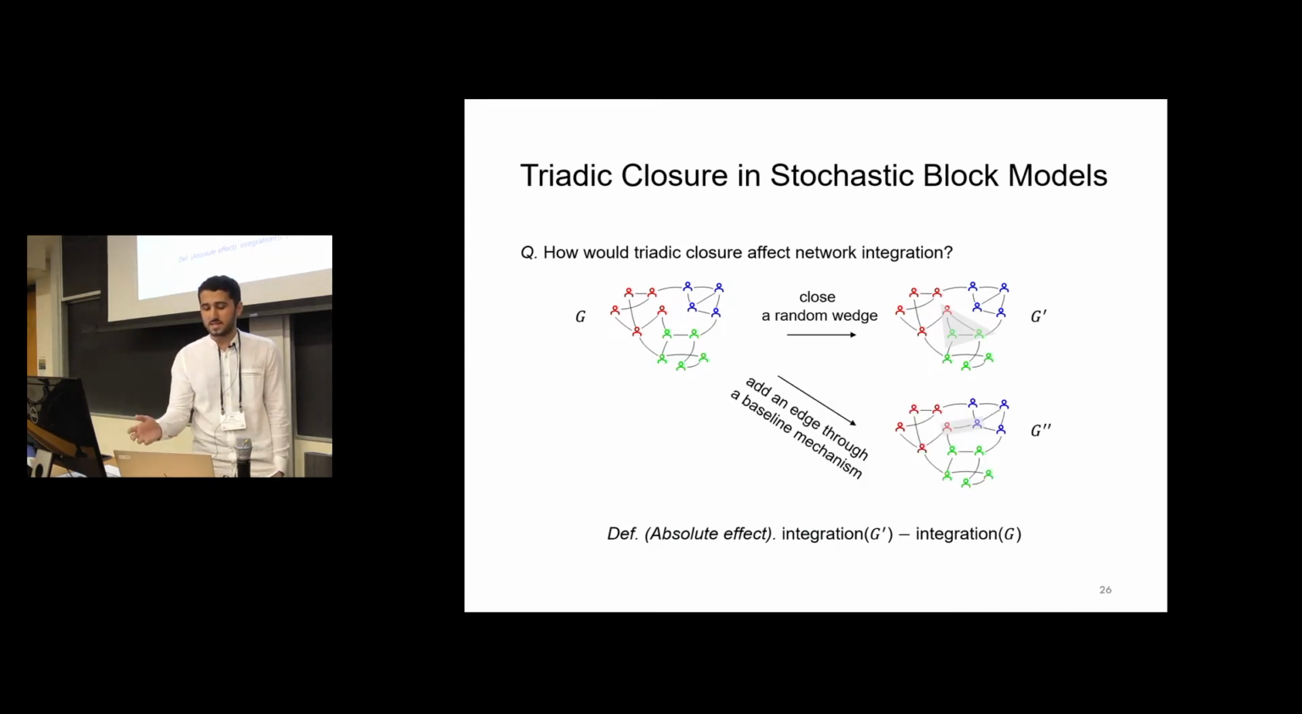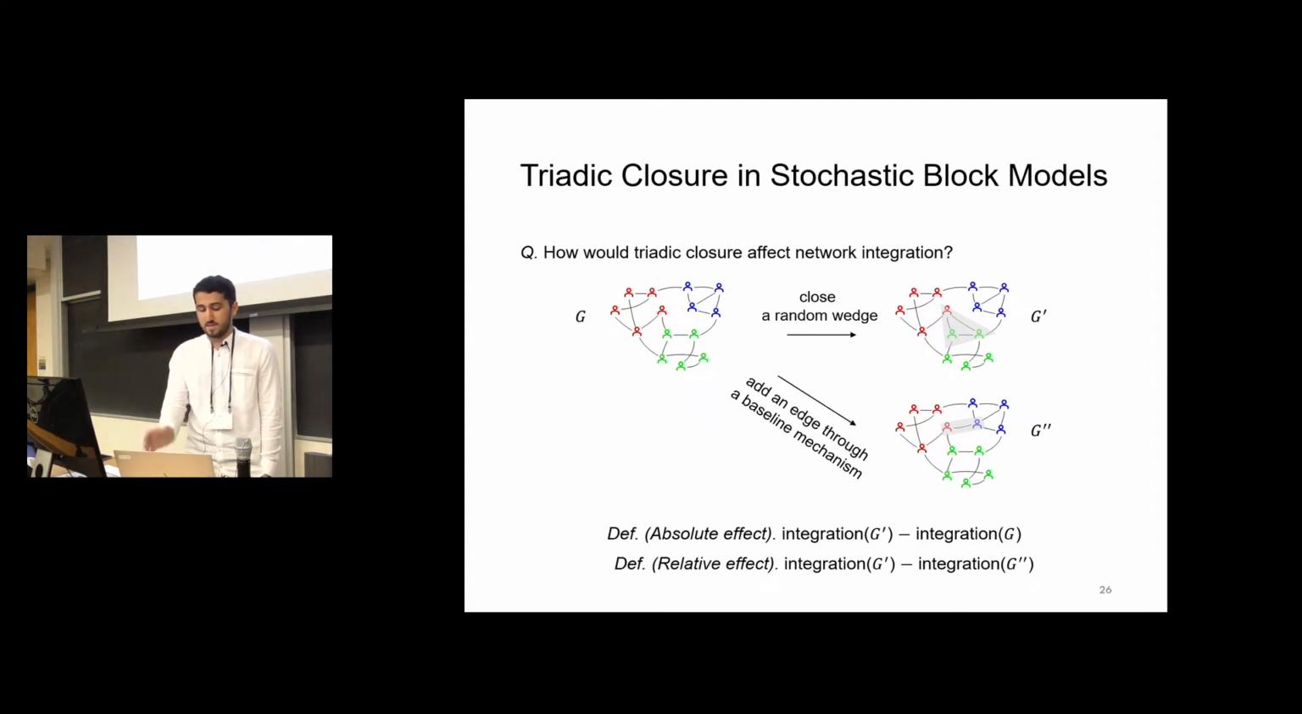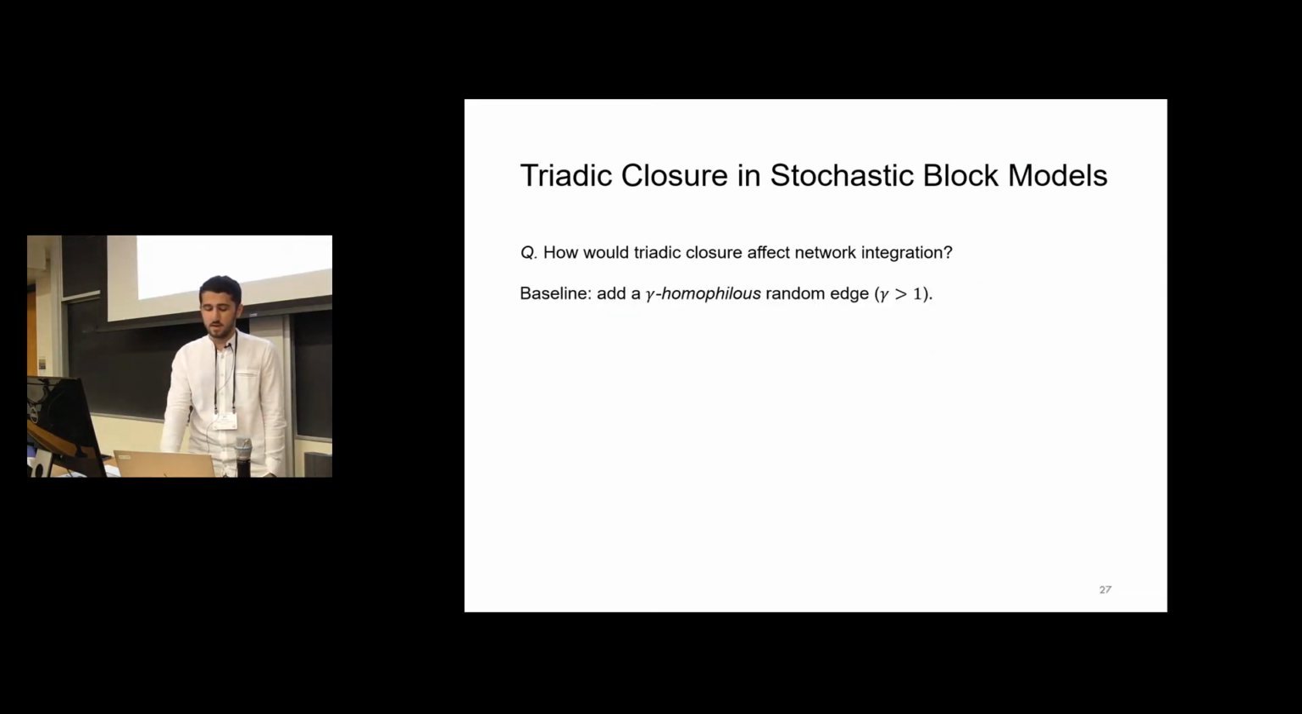We consider a baseline mechanism that adds an edge to network G and call the resulting network G double prime, and define relative effect as the integration resulting from triadic closure minus the integration from this baseline mechanism. The baseline we consider is actually a gamma homophilous random edge to be added to the network. What is a gamma homophilous random edge?